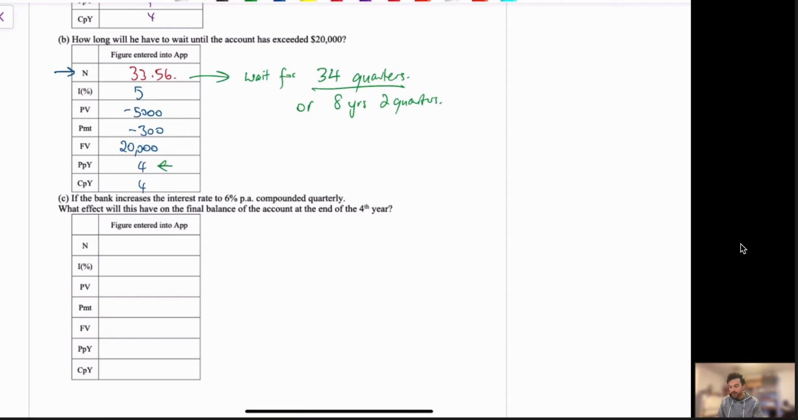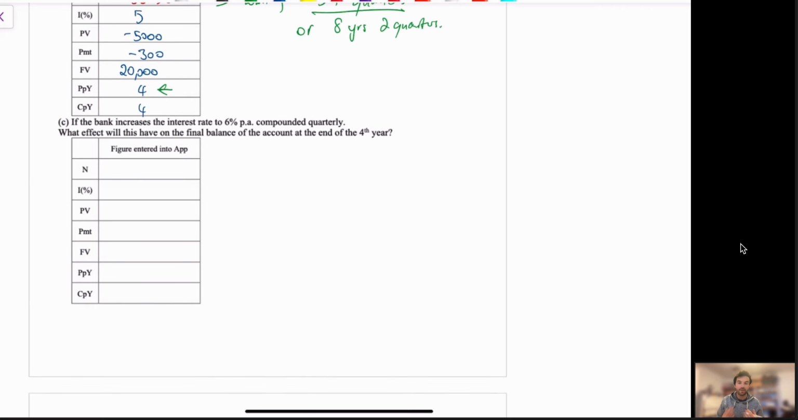Okay. Last question, and yet again, pause the video if you haven't done all these questions yet to give it a go. If the bank increases the interest rate to 6% compounded quarterly, what effect will this have on the final balance of the account? There's a bit of a flashback to A, and these effect questions come up a bit. So you're looking at what's the difference, what's going to happen. So let's have a go.